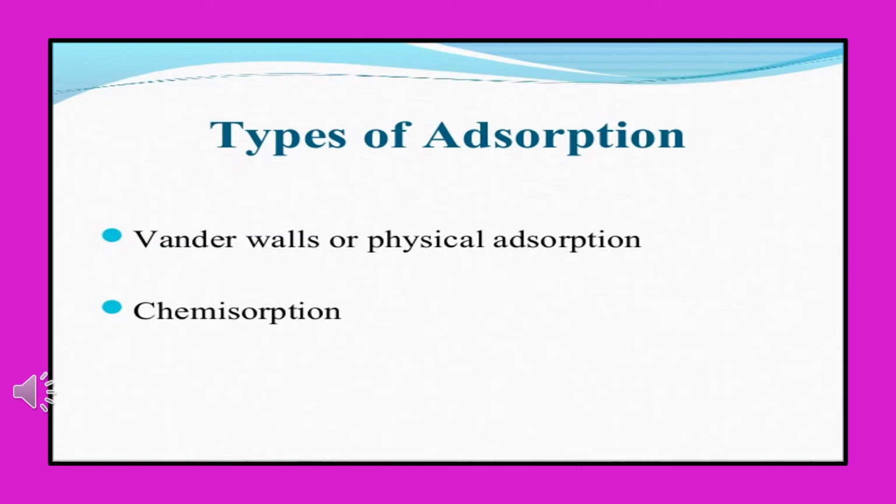Based on the molecular forces present between adsorbent and adsorbate, the adsorption processes are classified into 2 types. The first one is called van der Waals adsorption or physical adsorption or physisorption. And the second one is called chemical adsorption or chemisorption. Physisorption and chemisorption, these are the 2 types of adsorption processes.